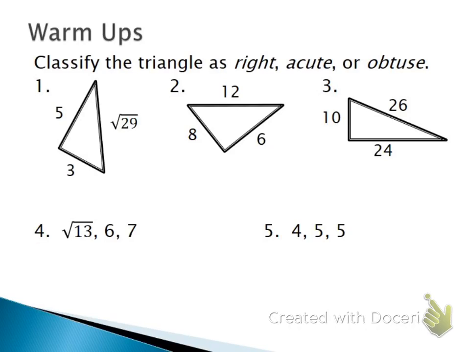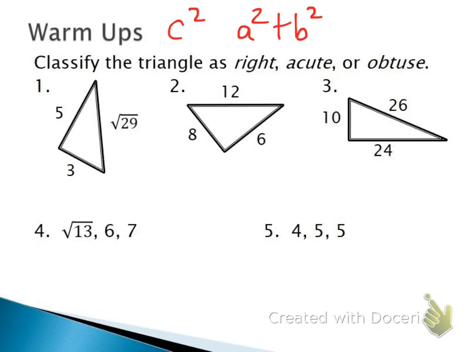All right, we have to classify the triangles as right, acute, or obtuse. In order to do that yesterday, we compared c squared to a squared plus b squared. We did not put a symbol in between them until the end when we knew how to compare them.